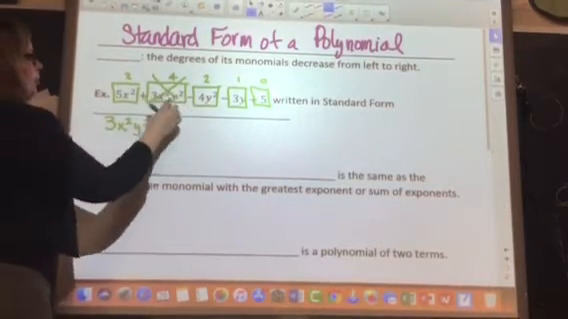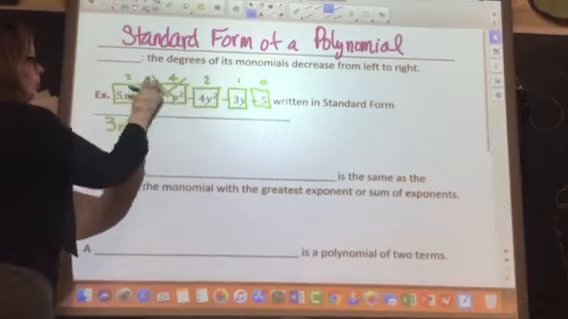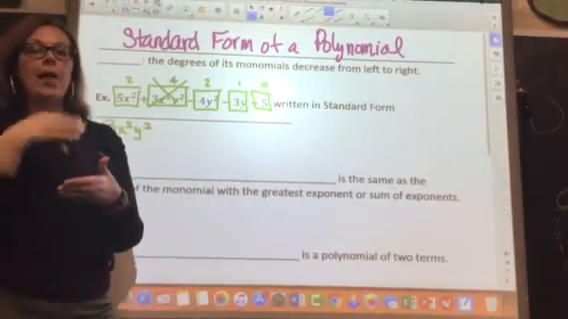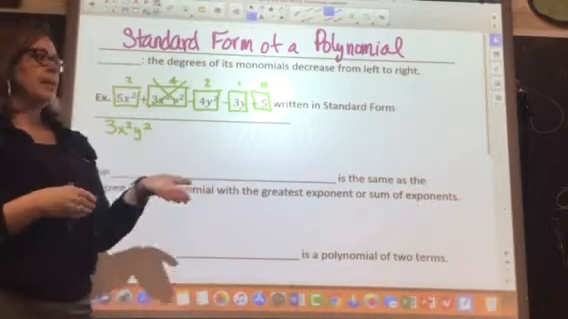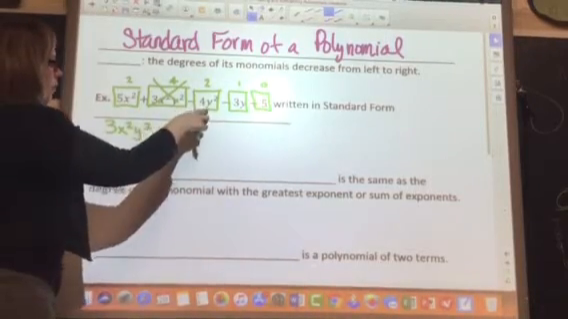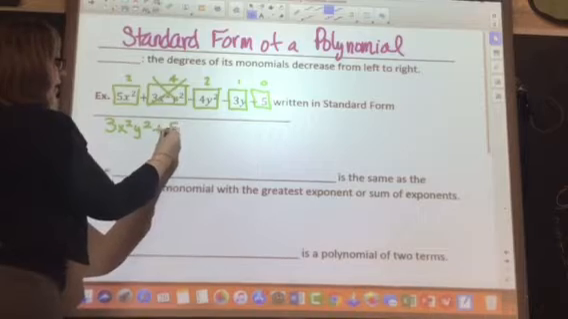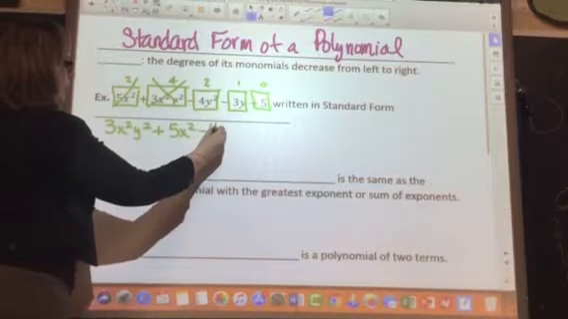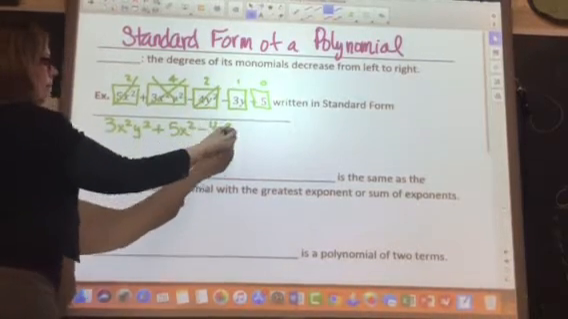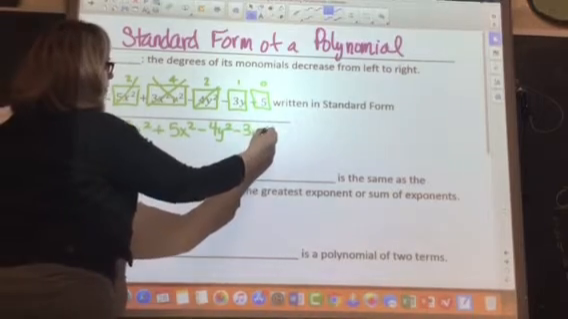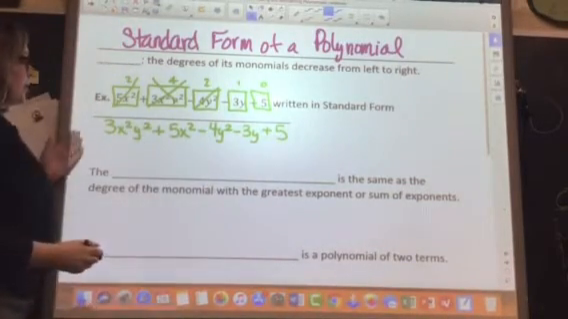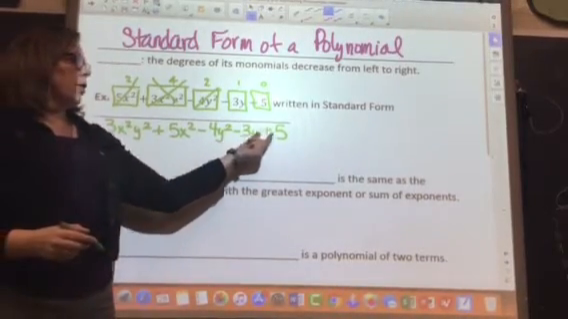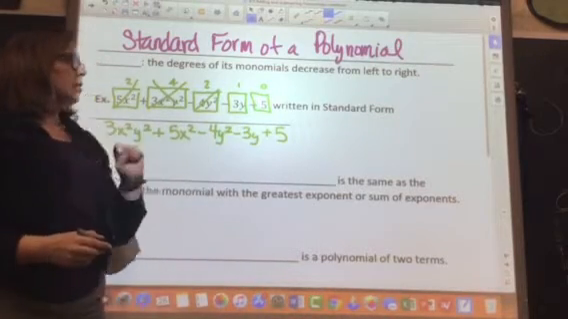Okay? I have two terms that both have degree 2. However, when you have something like that, then you fall back to that whole rule of putting things in ABC order. X comes before y, so positive 5x squared would be next, minus 4y squared, minus 3y plus 5. So this polynomial is now written in standard form because the degrees of the monomials are from the largest degree to the smallest.